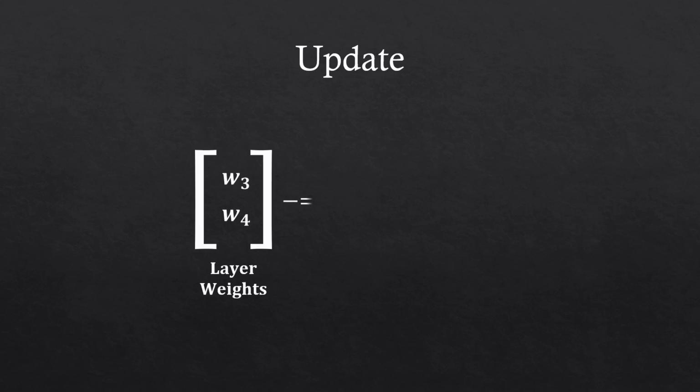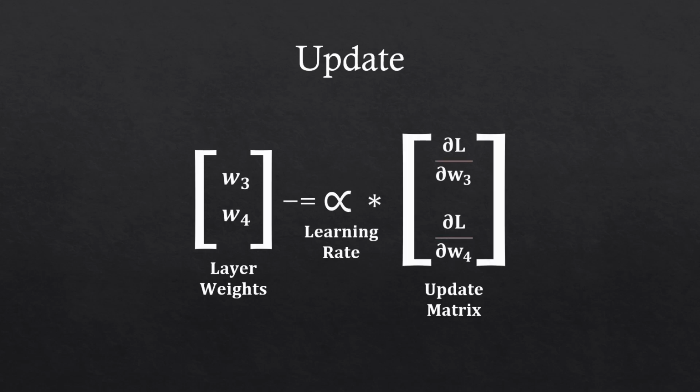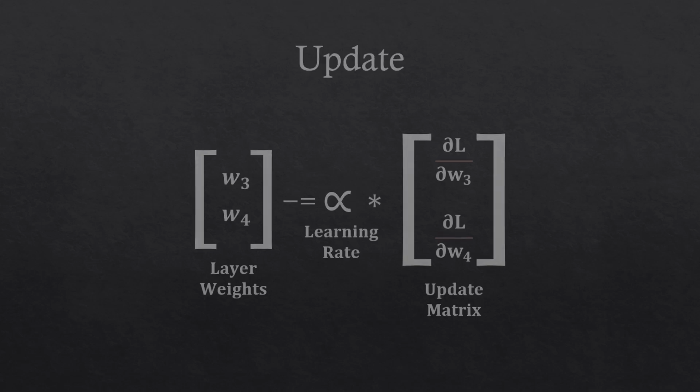After this backward pass is complete through all the layers of the model, the weights are updated by subtracting the update matrix. Oftentimes, the update matrix is also scaled by a value called alpha or learning rate to ensure that the optimization algorithm does not jump over the minimum.